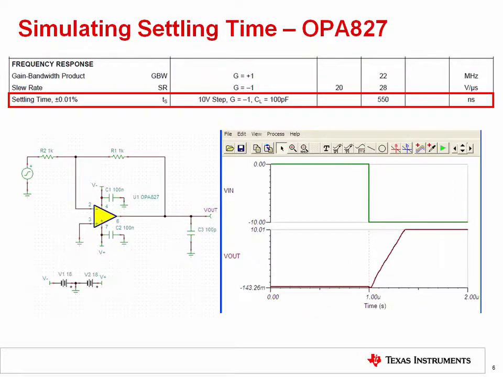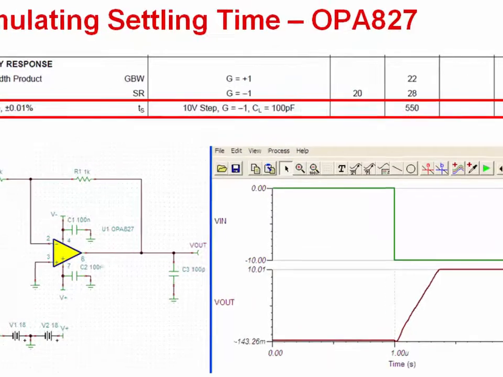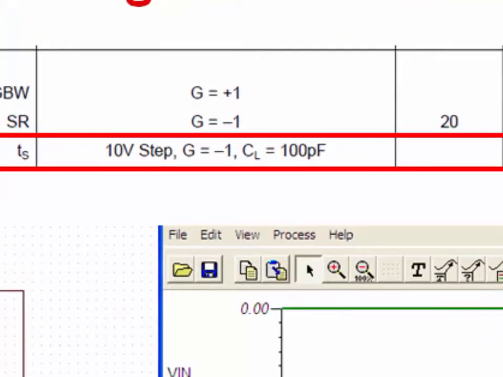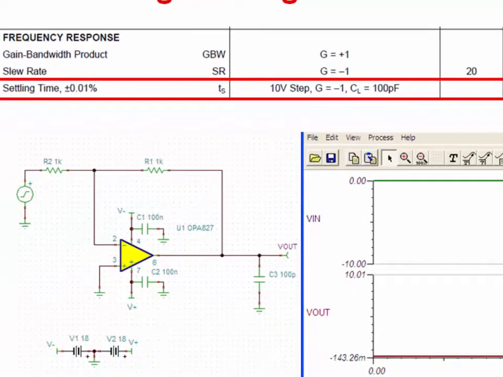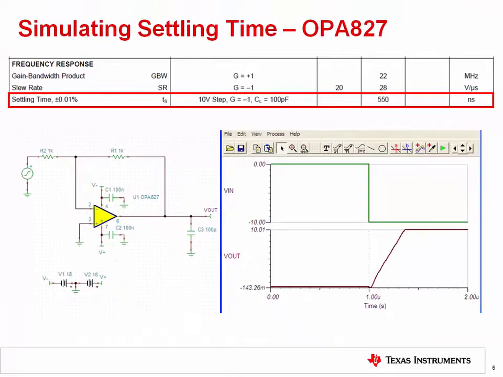We can very easily simulate the settling time of an op-amp using TINA-TI's transient analysis function. In order to do this, it is important to closely follow the datasheet test conditions such as the input step size, gain configuration, and load capacitance. In this case, we are testing the OPA827 in a gain of -1 with a 10-volt step input and 100 picofarads of load capacitance.